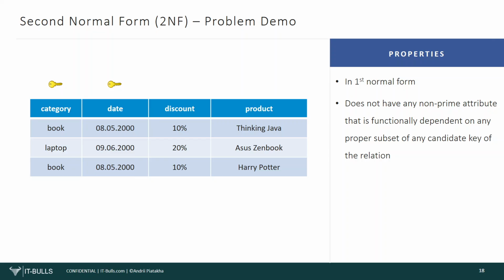Now it is time for the second normal form. A relation is in second normal form if it fulfills the following two requirements. It is in first normal form, and it doesn't have any non-prime attribute that is functionally dependent on any proper subset of any candidate key of the relation. A non-prime attribute of a relation is an attribute that is not part of any candidate key of the relation.